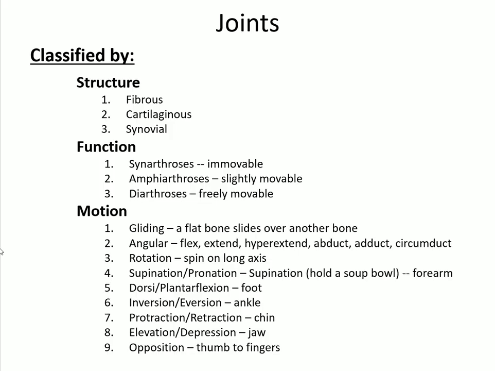Joints can also be classified by their function, so how much movement there is. Anytime you see arth, A-R-T-H, just know that you're talking about the joint. So we have synarthroses, which are immovable joints, like skull sutures. We have amphiarthroses, which are slightly movable, so think intervertebral joints.